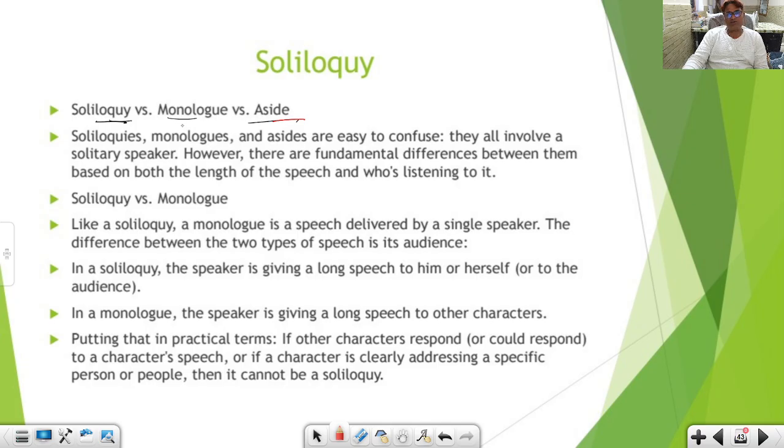Monologue, that is dramatic monologue, we have already done it. Soliloquies, monologues, and asides are easy to confuse. I told you in the beginning, confusion. They all involve a solitary speaker. This is the similarity between these three terms. The main thing is a single speaker, only one speaker.